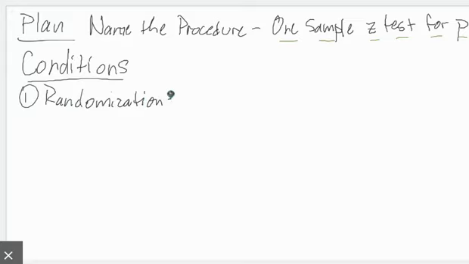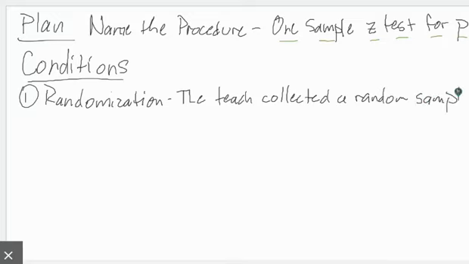And all we have to state is the sample was collected at random. So I'll write it like this, give it a little bit of context. The teacher collected a random sample. That's all we have to say for that. We want our sample to represent the population. So as long as we collect a random sample, we're in good shape and we can make that statement.